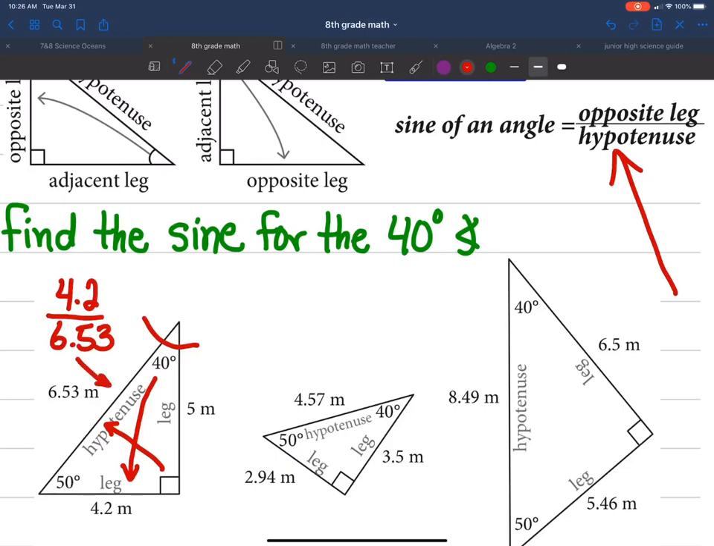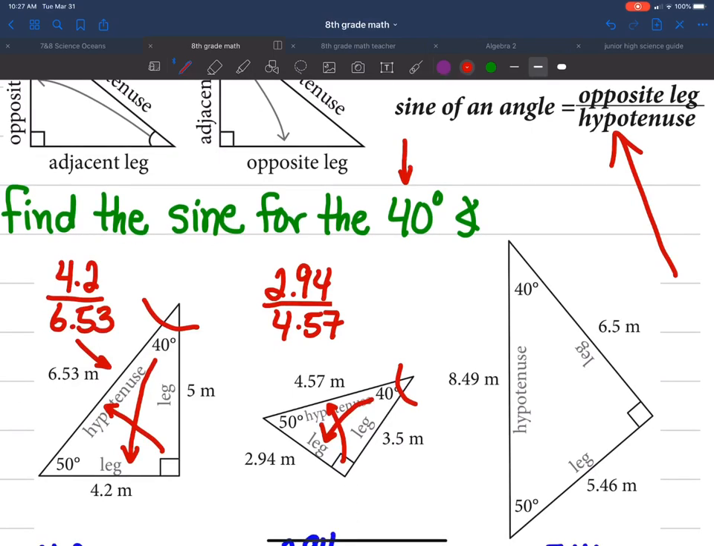All right, let's look at the second one. We have the 40-degree angle right there. Obviously, you could have done this with the other angle as well, but the instructions told us that we're looking for the 40-degree angle only. The opposite leg is right there, the hypotenuse is right there. So I am going to divide 2.94 by 4.57 meters. And then the last one is right here. This is our 40-degree angle. I want the opposite leg, which is that one right there, and the hypotenuse, which is that one right there.